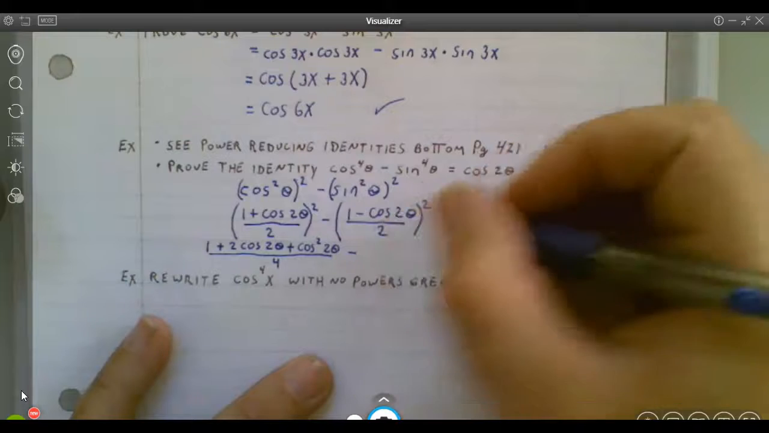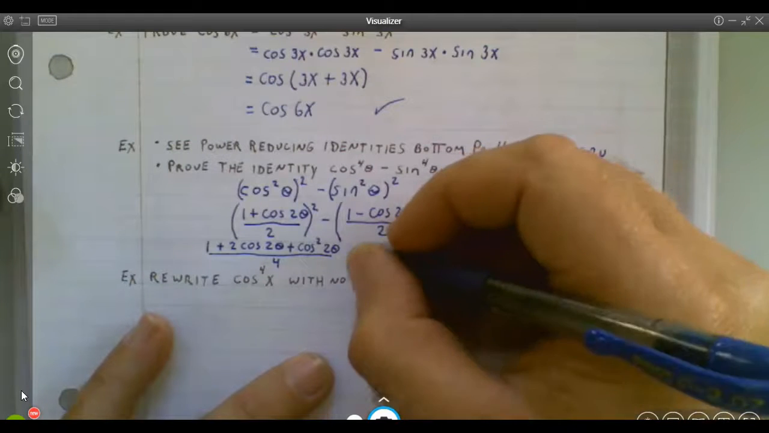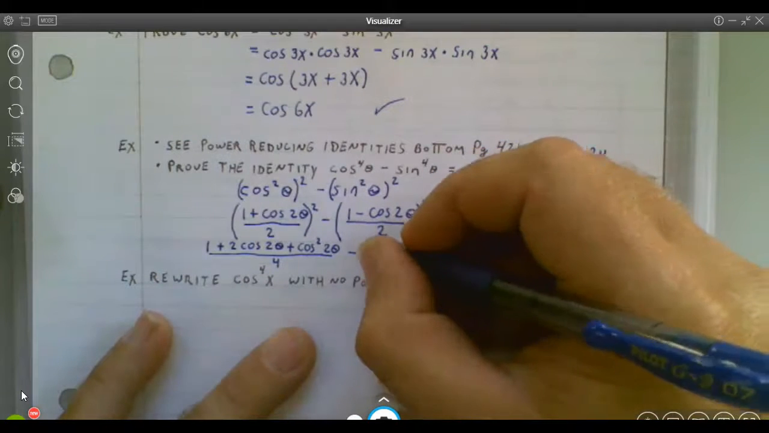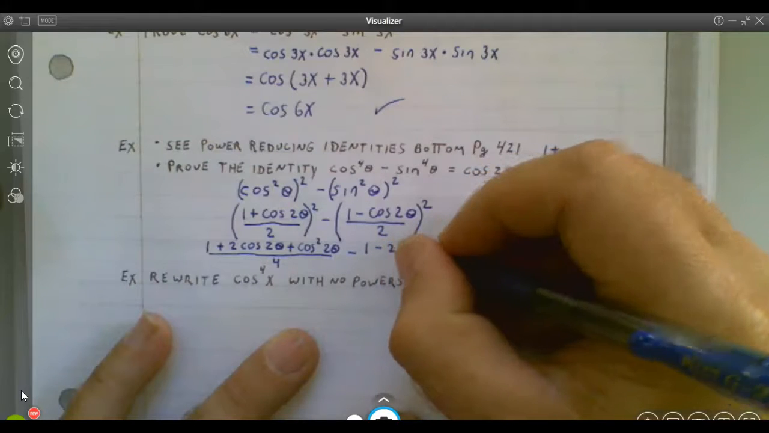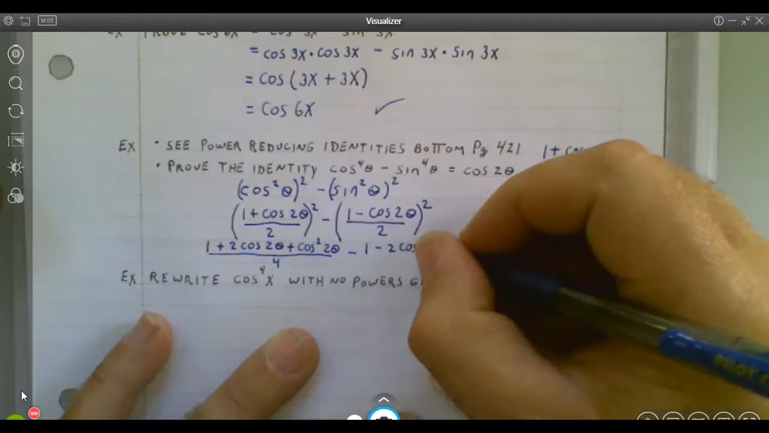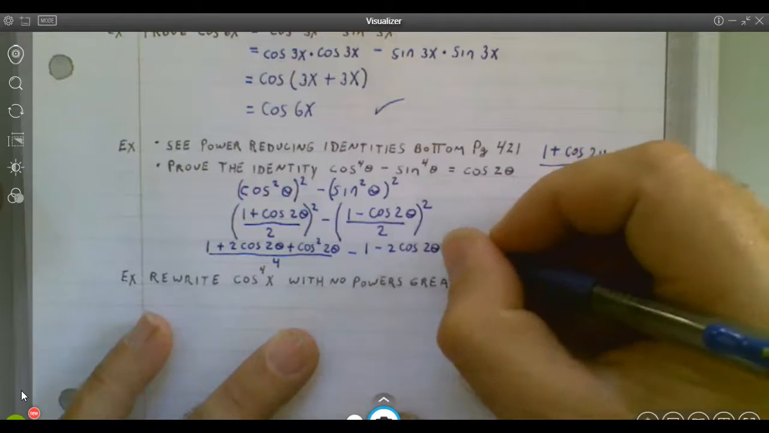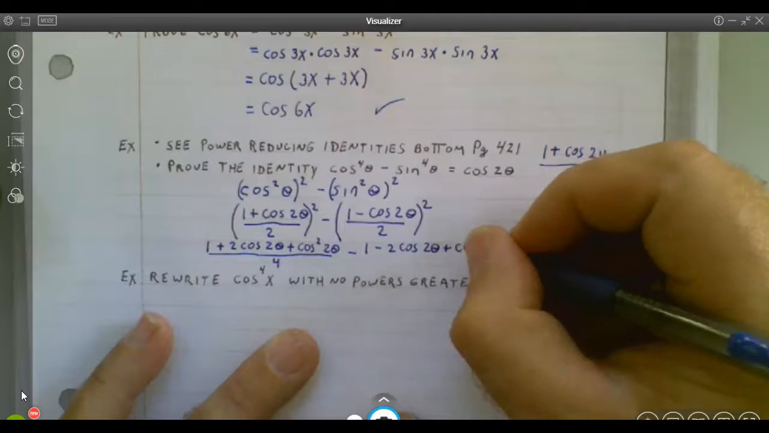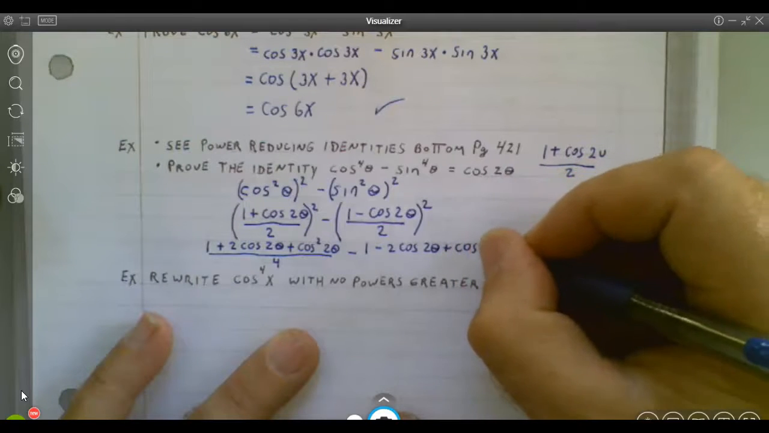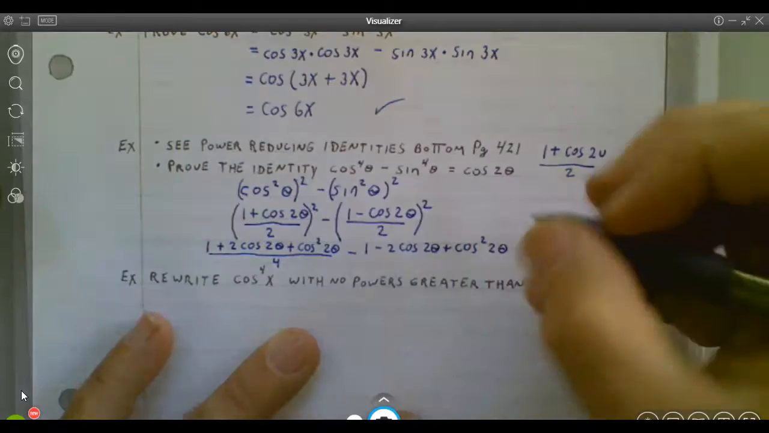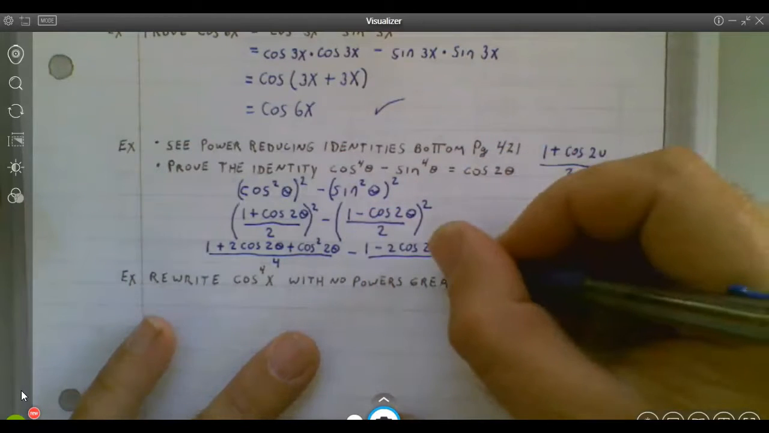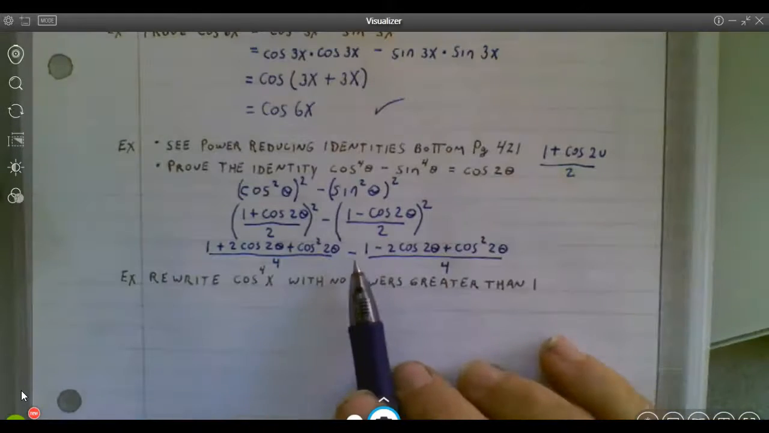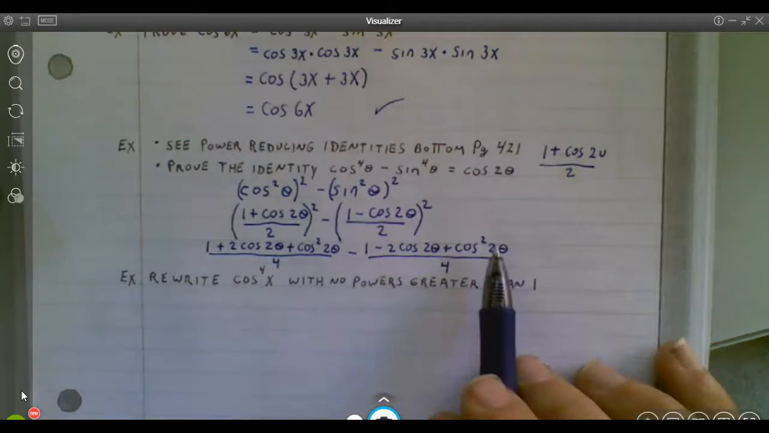Let's do the same thing on this one. Again, I'm going to square the top. So I'm going to get 1 minus 2 cosine 2 theta plus cosine squared 2 theta. All that is going to be over 4 as well. Do keep in mind the subtraction in between does apply to everything behind it.